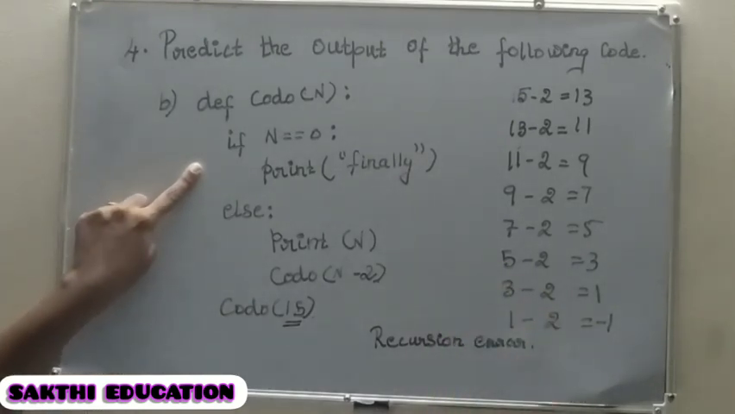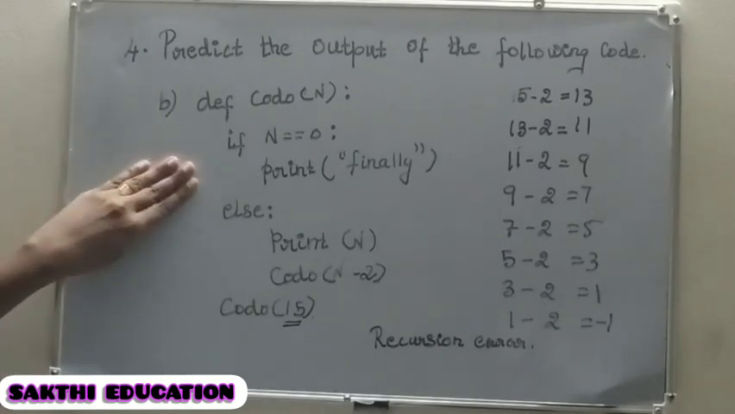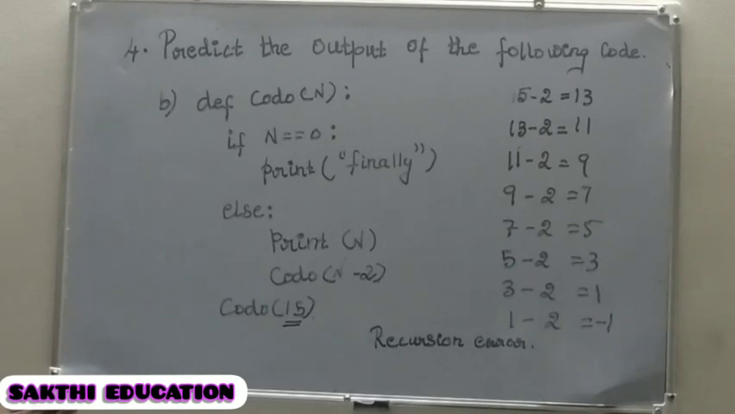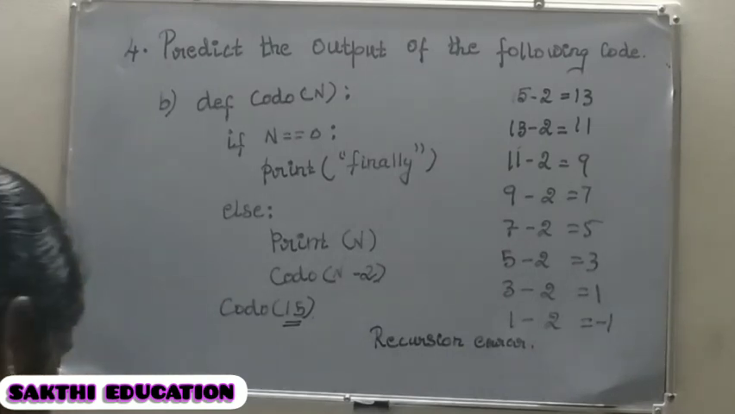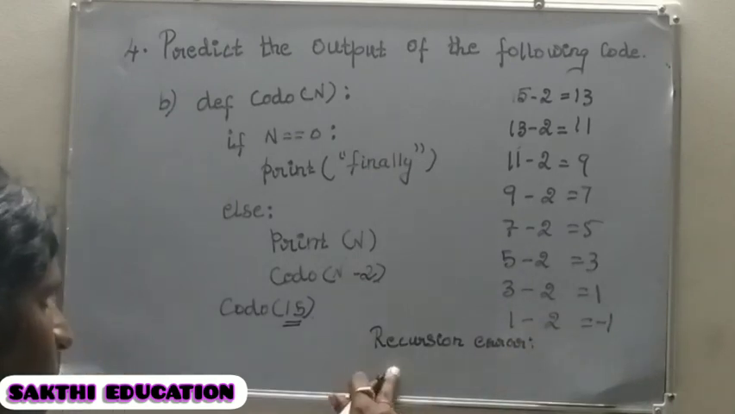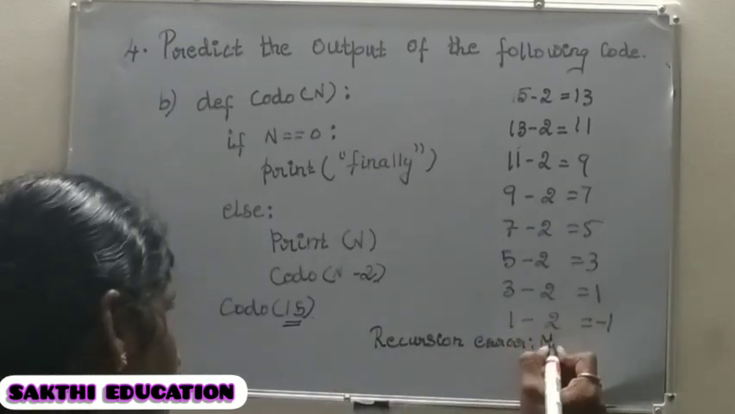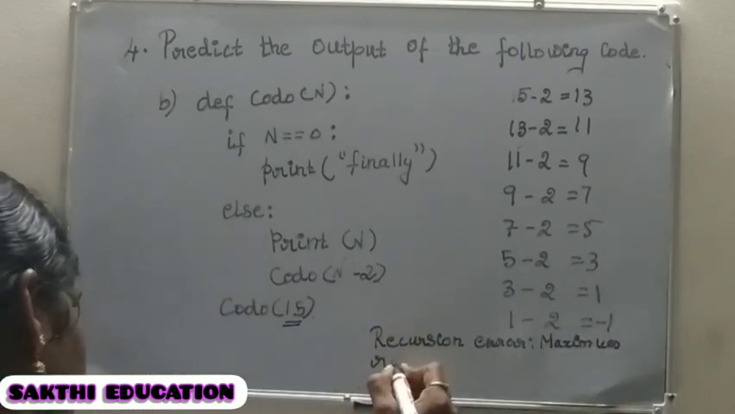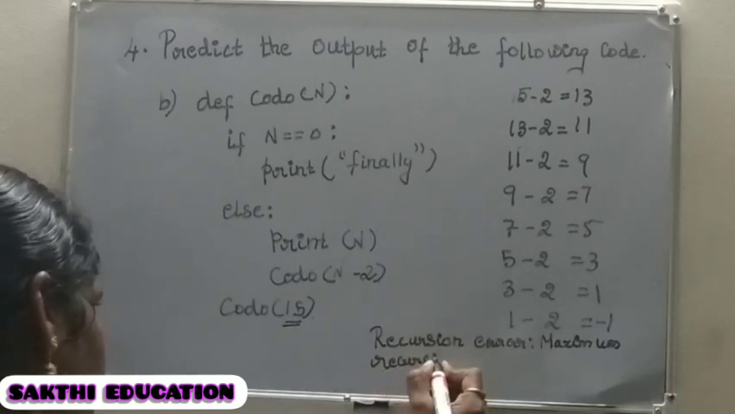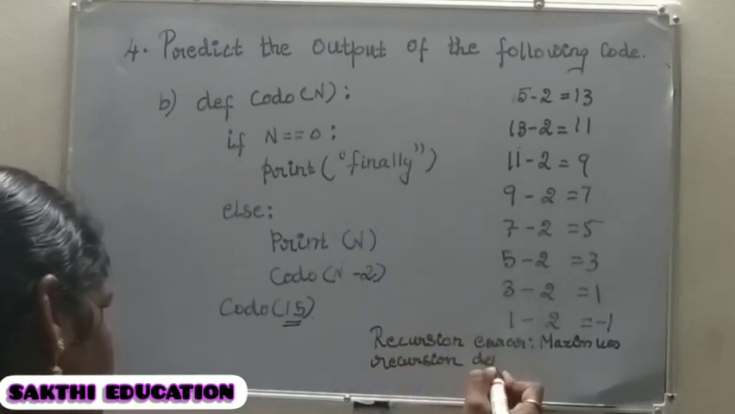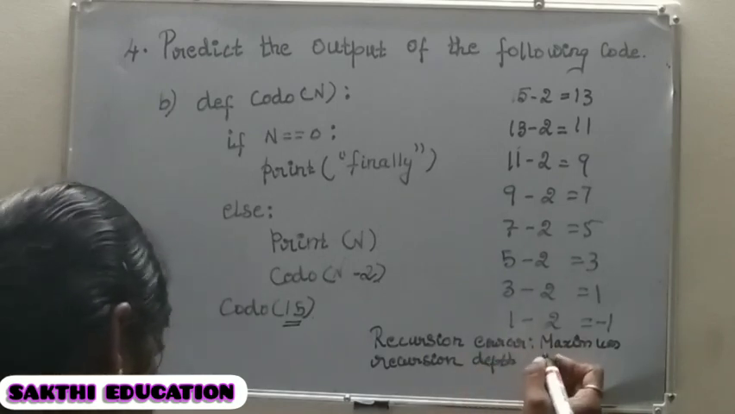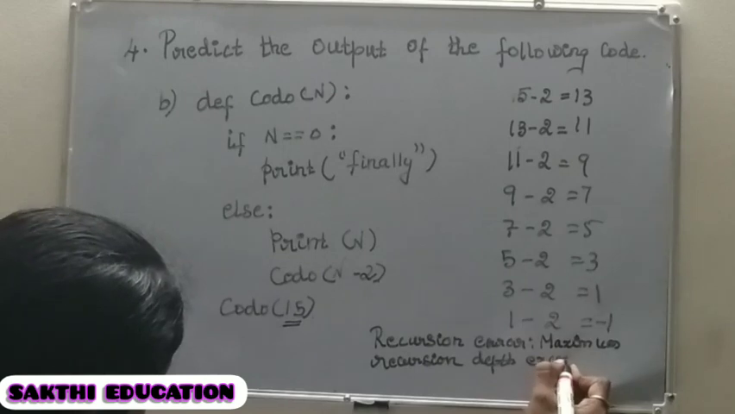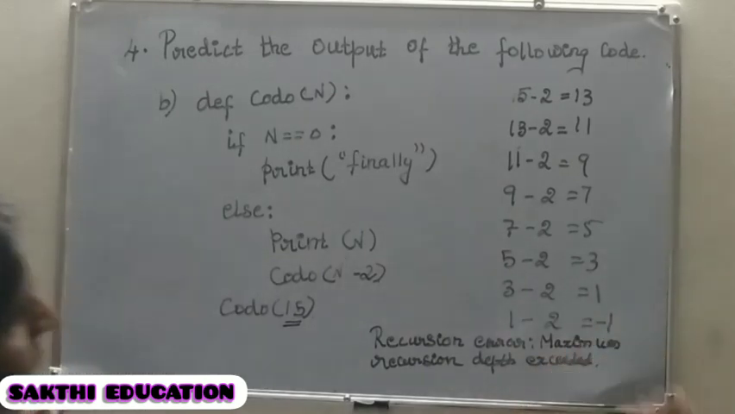When will this recursion error not happen? If the base condition is satisfied, then recursion error will not happen. Otherwise, recursion error will happen. Maximum depth of recursion is 2000. So, it will display the message RecursionError: maximum recursion depth exceeded. It will generate this error.